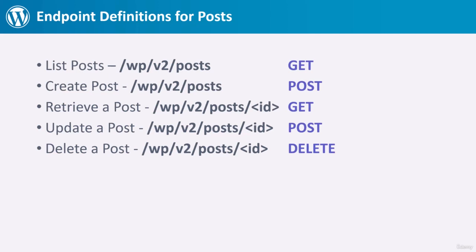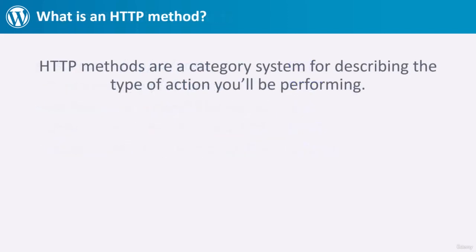In the documentation, next to the endpoints, you're going to find an HTTP method. For example, grabbing a list of posts is performed with a GET method. Updating a post is performed with a POST method. So, what are HTTP methods? HTTP methods are a category system for describing the type of action that should be performed on a resource.